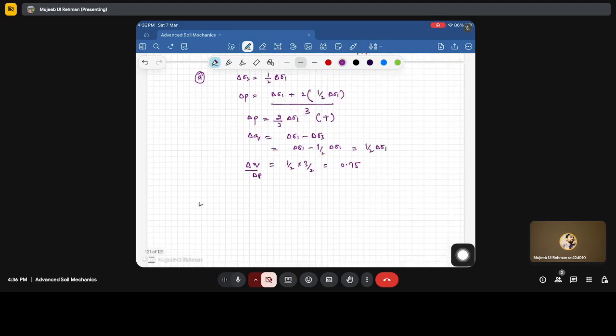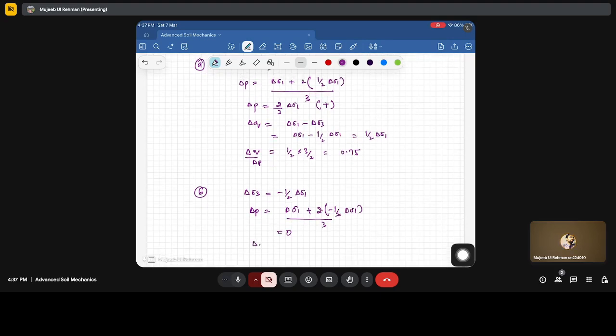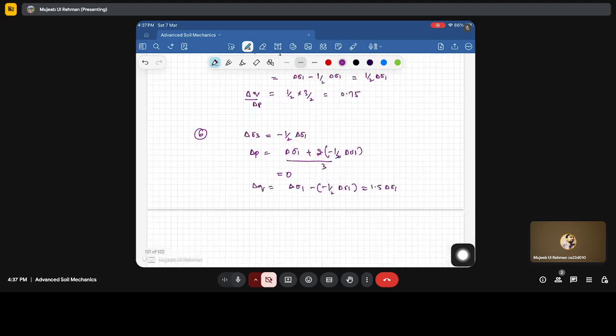Fine. Now for the B part, delta sigma 3 is equal to minus 1 by 2 times delta sigma 1. So delta P is equal to delta sigma 1 plus 2 times minus 1 by 2 of delta sigma 1, divided by 3. This will cancel, so delta P will be 0, and delta Q will be equal to delta sigma 1 minus minus 1 by 2 of delta sigma 1, which is equal to 1.5 of delta sigma 1. What will be the slope? Delta Q by delta P, which is infinite. Fine. So how will this go?